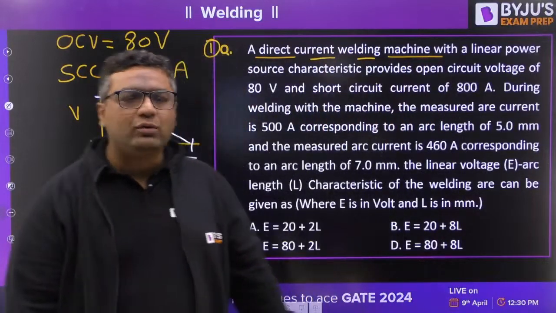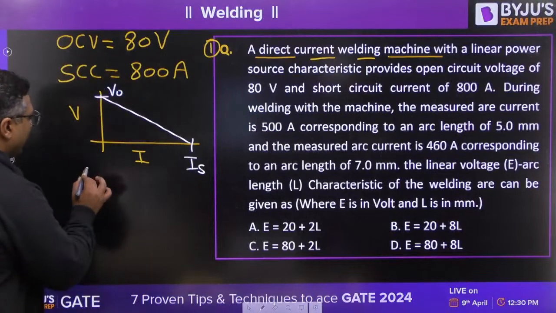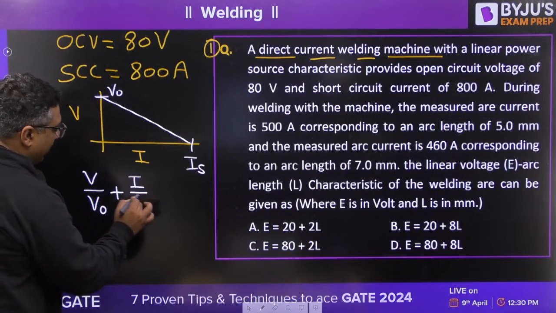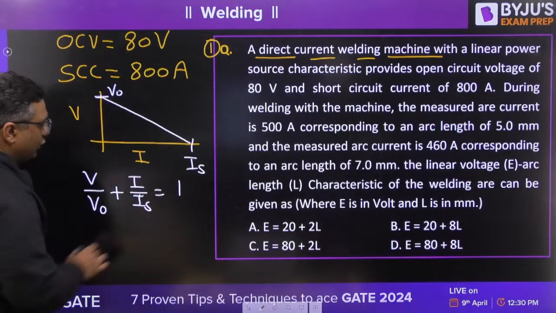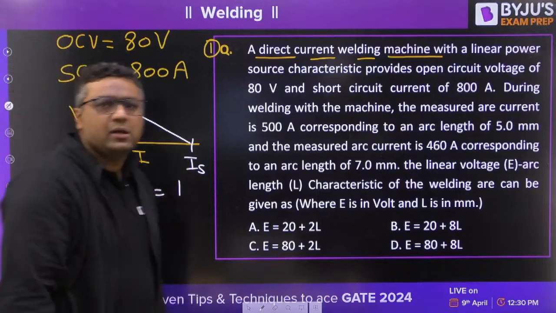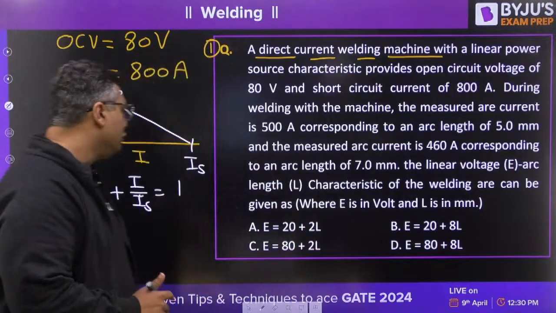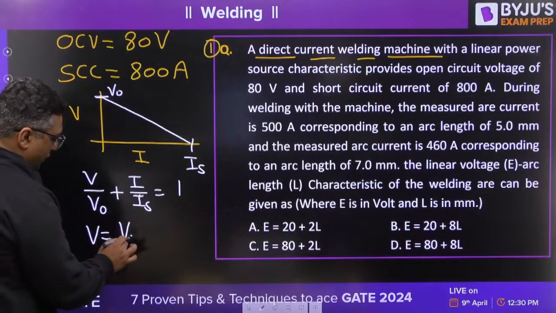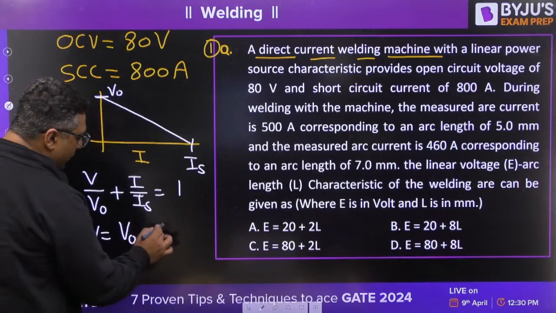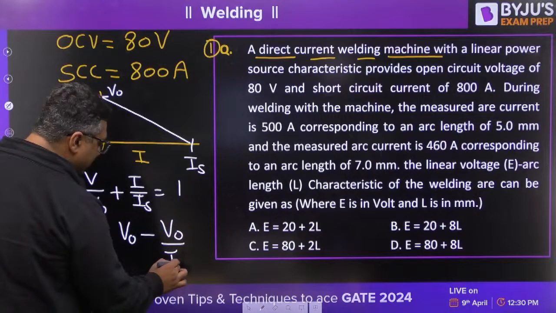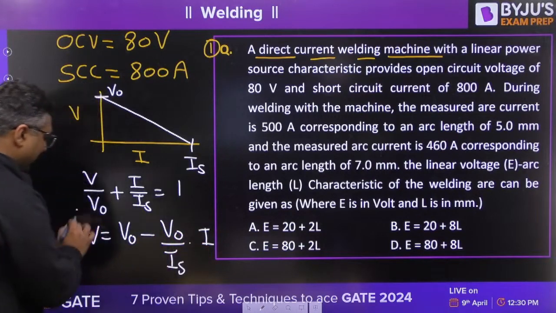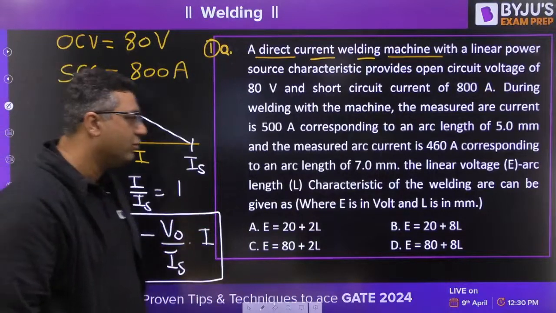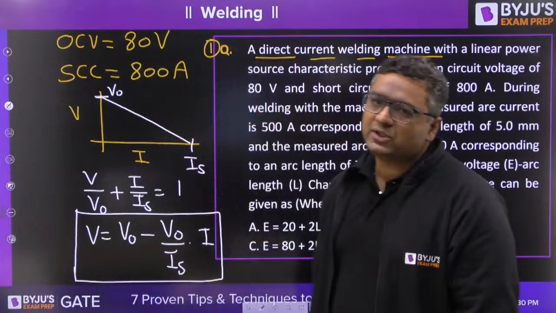If you write the straight line equation, you can write V by V naught plus I by IS equals 1. You know the straight line equation, X by A plus Y by B equals 1. You can also write it as V equals V naught minus V naught by IS into I. That is the equation of the transformer following this linear voltage-current characteristic.